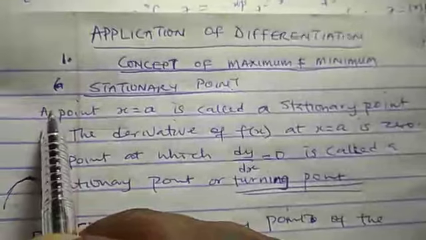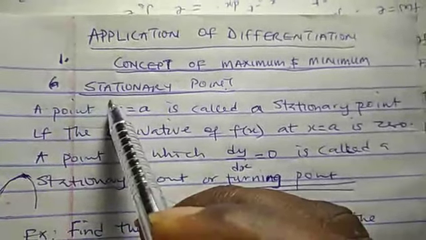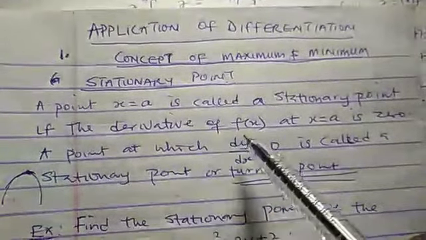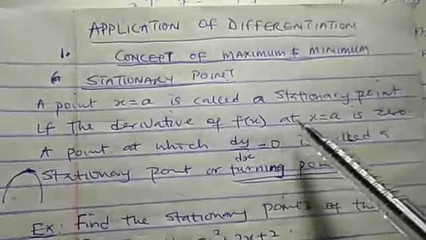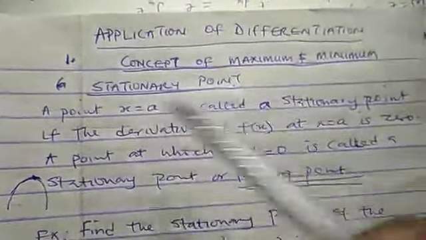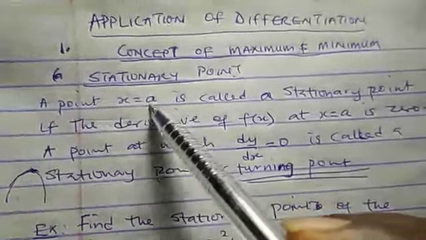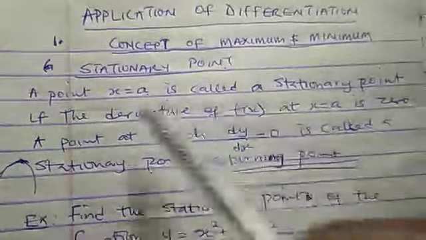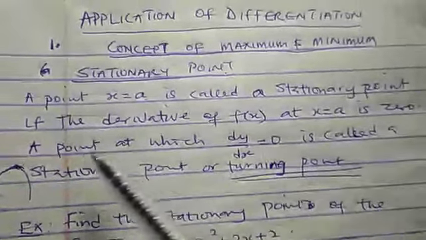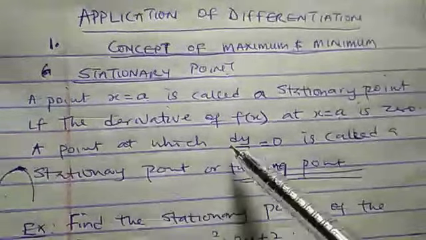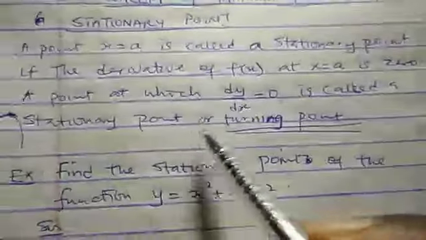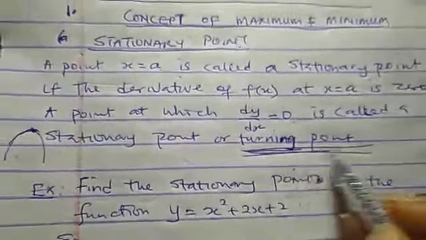Now the definition. If they say that a point is a stationary point, from the word stationary, something that is not moving, it simply means if the derivative of a function is 0 at a certain point, then that type of point is what we call a stationary point. We say that a point x equals a is called a stationary point if the derivative f'(x) at x = a is 0. What that simply means is that a point at which dy/dx is 0, that type of point is what we call a stationary point, or we call it a turning point.